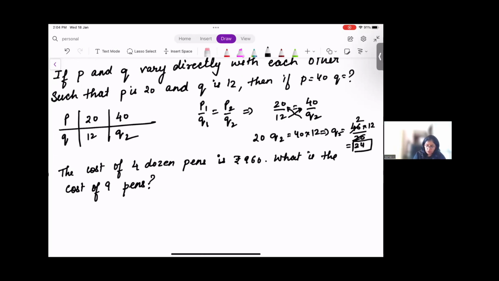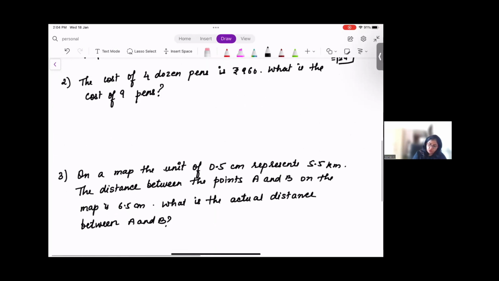Let's move on to the next question. The cost of 4 dozen pens is 960. What is the cost of 9 pens? 4 dozen. 1 dozen means 12. 4 into 12, 48. So let's take pen and cost as the two variables. Let pen be X, cost be Y. If pen is 4 dozen, that means 48, the cost is 960. If pen is 9, then cost we have to find out.